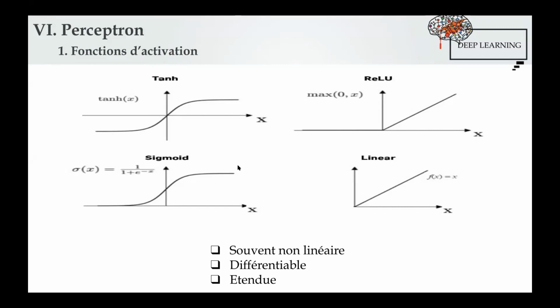Mais ces fonctions doivent respecter des caractéristiques. Elles doivent être non linéaires, parce qu'elles introduisent la non-linéarité. Elles doivent être différenciables, ça veut dire qu'on doit pouvoir dériver ces fonctions, parce que si on ne peut pas les dériver, on ne peut pas garantir la convergence de l'algorithme de backpropagation. C'est très important, de pouvoir dériver. Il y a aussi l'étendue, c'est-à-dire que la valeur de sortie est finie ou infinie. L'entraînement peut être plus rapide mais moins efficace, ou plus rapide et efficace.